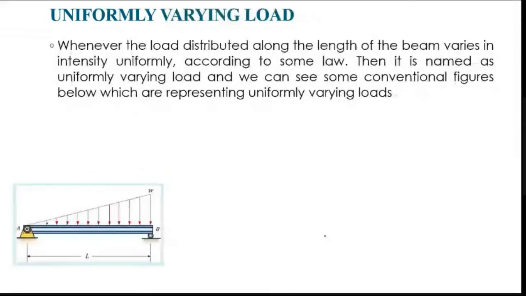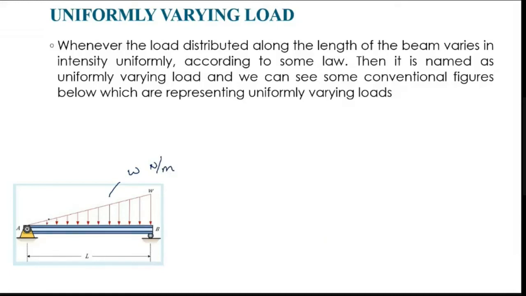Okay. Next is uniformly varying load. Right. So this is something like your load is starting from 0 and goes to a particular value. Right. This type of load we call it as a uniformly varying load. Right. It varies. Okay. So the symbol is like this. Again, this is also in W Newton per meter.